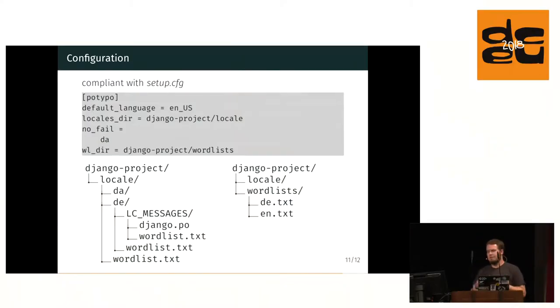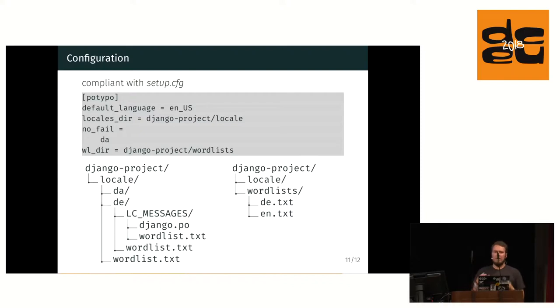If you don't like this, then you can also put them in various places in the locales directory. Usually in your locales directory, you have one directory for every language that you're translating into, one directory for Danish, one directory for German, and so on and so forth. In those directories, you have a directory lc underscore messages, and in that directory live your .po files. You can just put your wordlist.txt in this lc messages folder, or in the folder above, in the folder for German, or for Danish, or for whatsoever.